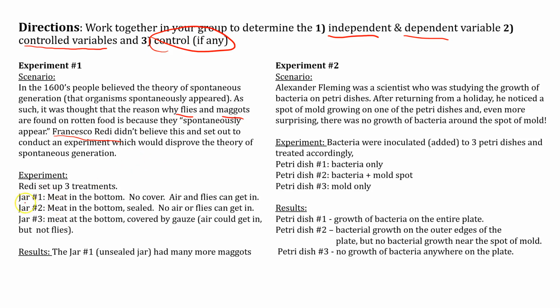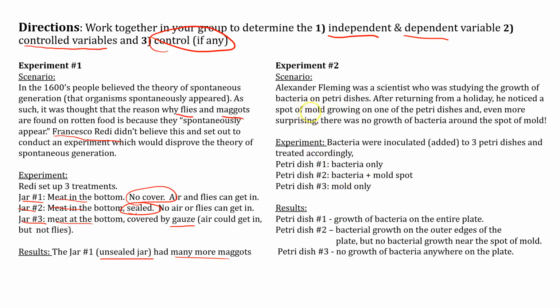And what he did is he had 3 jars, and in all of the jars, they had meat in the bottom of the jar. But in the first jar, there was no cover so that air and flies could get in. The second jar was sealed so that no air or flies could get in. And then the third jar was covered by gauze, so some air could get in, but not the flies. And then when he examined his results, it was the unsealed jar, the one that was completely exposed to air, that had more flies and maggots.